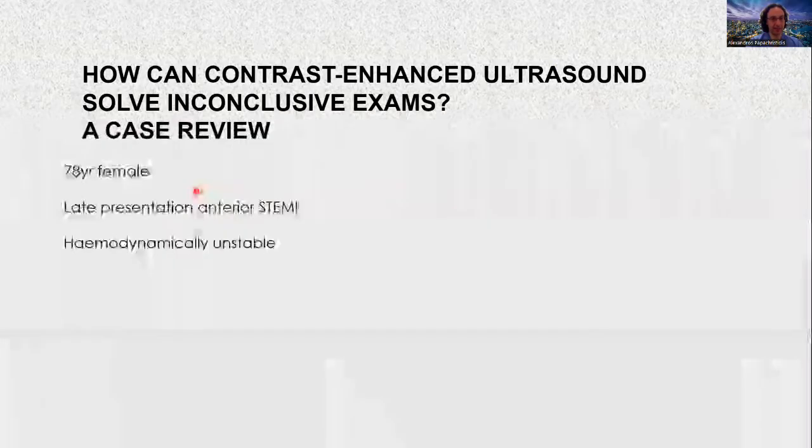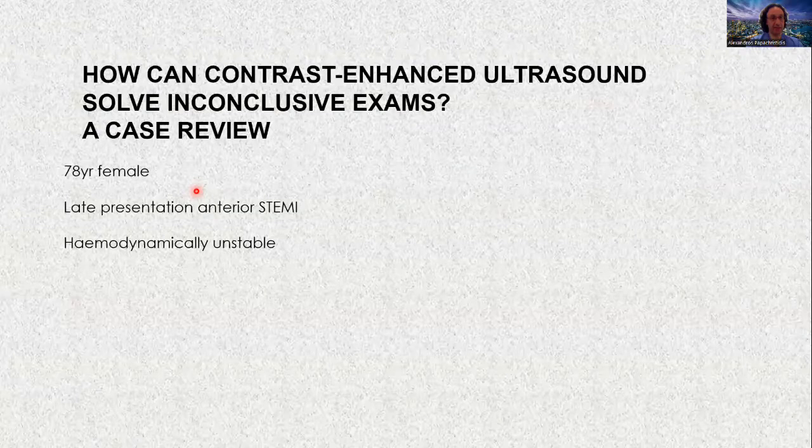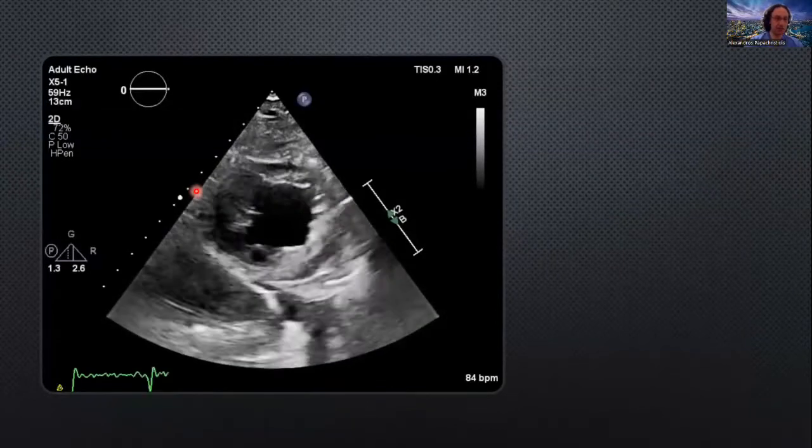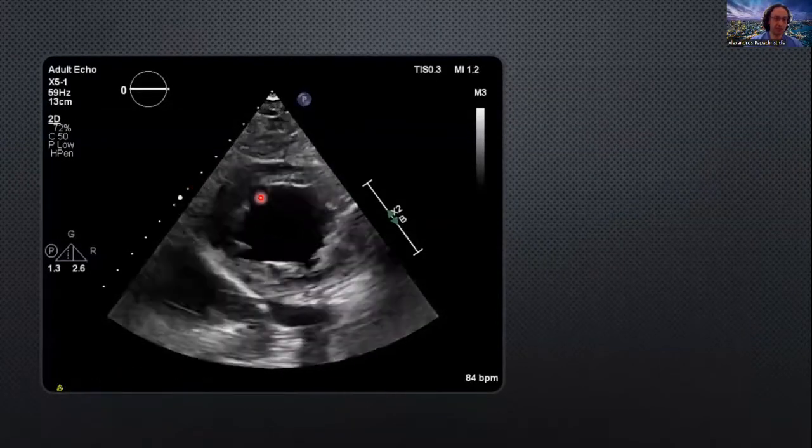Another interesting case presented with STEMI, a late presentation, stable. And looking at the enhanced images here, there is a significant volume of mass here. A big gap here.